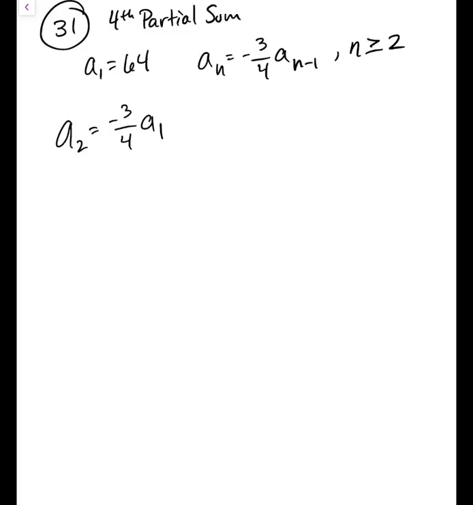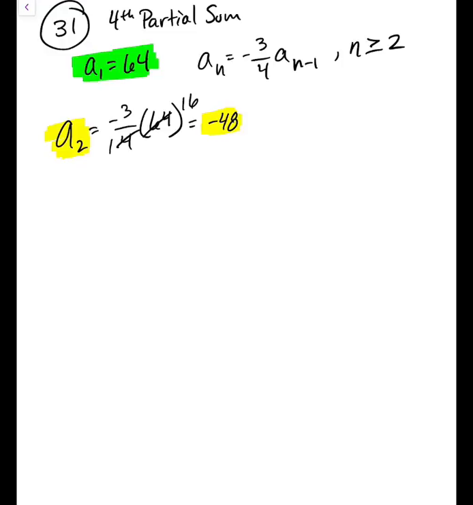And I know the value of a sub 1. The value of a sub 1 is 64, so I can change this to 64. So times 64, and now I can just simplify. As I simplify this, it's going to be 16 over 1. 16 times 3 is negative 48. So that's the value of my second term. I'm going to highlight this, which coincides with a sub 2 there. And I'm actually going to highlight this one too, because that's my a sub 1.